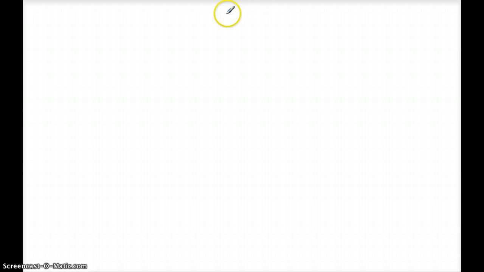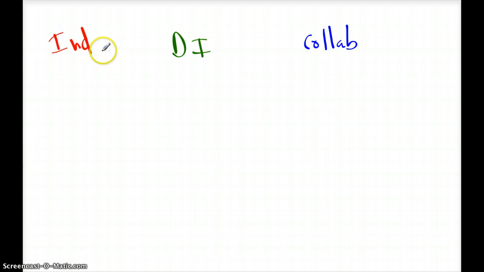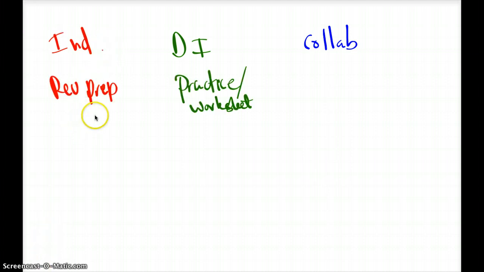Let me list. So you have direct instruction with me. I'm going to post this on the webpage. Collaborative and independent. Okay, so independent rev prep assignment, it'll be posted, be the first thing you can do. It should be factoring GCF of polynomials. If you're working with me, practice on the back of the worksheet. Collaborative, I'll have something posted on the whiteboard.